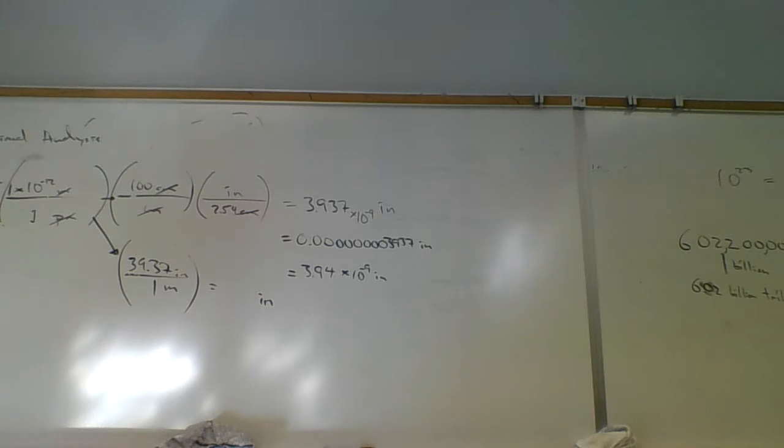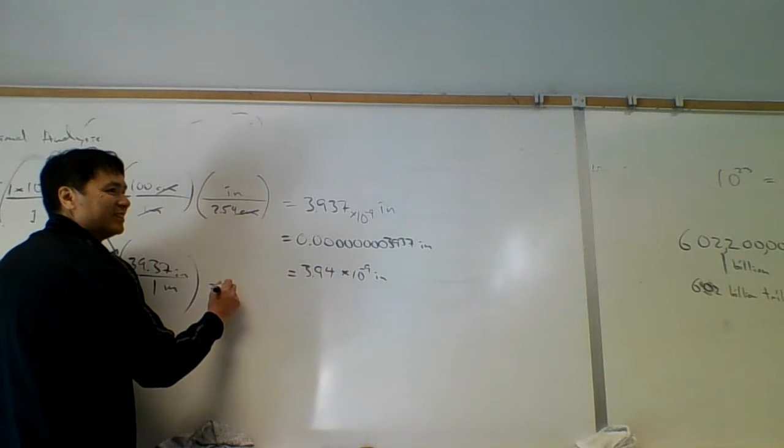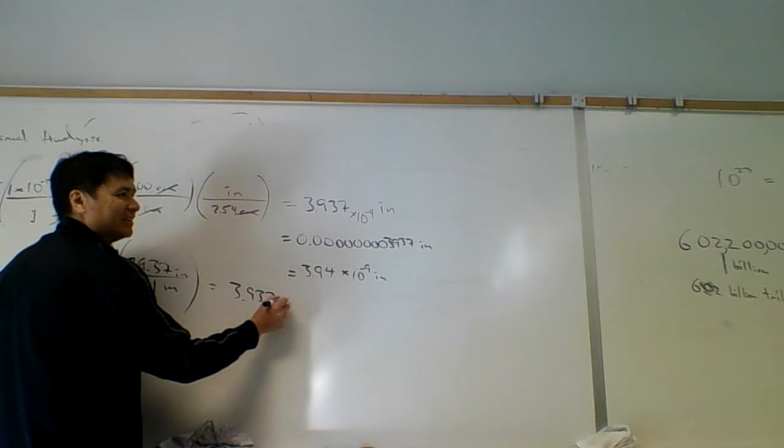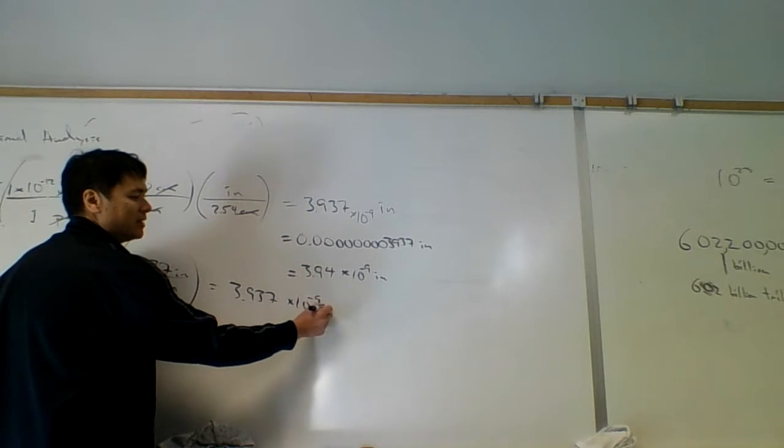And so I'm going to go 100 times 1 EXP negative 12. Let me see if it takes negative first. No, it doesn't. This one I have to punch in the number and then the negative. Okay, times 39.37 equals this. I get 3.937 times 10 to the minus 9 inches.